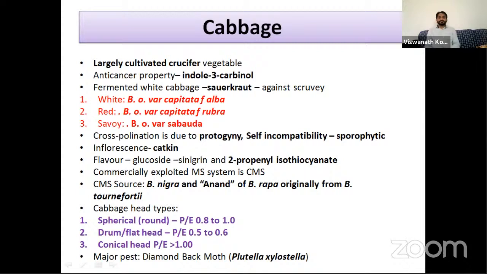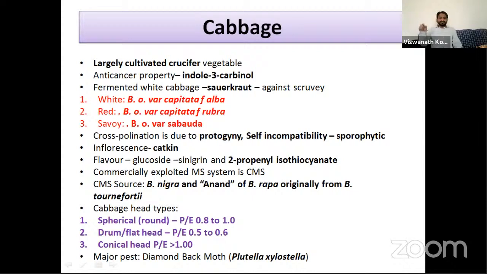So the inflorescence of cabbage is catkin. This is very important because this is a unique inflorescence among all the crucifers. Generally, crucifers have either cymose or racemose, but the cabbage is having the catkin inflorescence. This is a very unique one. Catkin means the inflorescence is drooping type. It droops. It means it is hanging type.